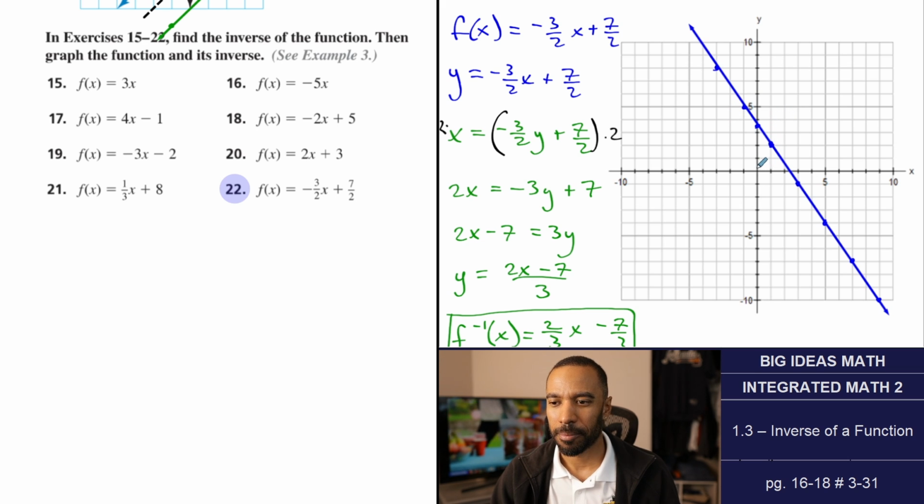There was the point 1 comma 2. Let's go to 2 comma 1. And now let's apply the 2/3 slope. And it's positive. So up 2 over 3.